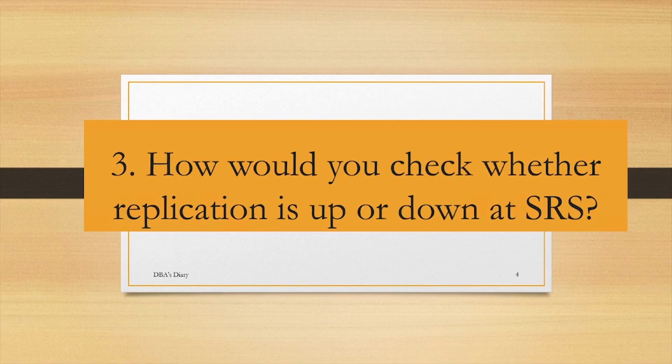How do you check whether replication is up or down at SRS, which is Sybase Replication Server? Checking actually depends on the thread. We can have multiple threads for each database. You may run the command admin who_is_down, and that will give you the threads which are suspended. You can also run a command to see what all things are running, admin who_is_up, or you can run the command admin who. This way you can find out which thread is down.